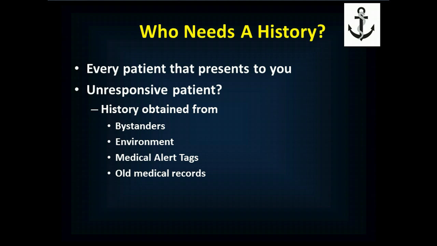Even in an unresponsive patient, you can get a history from the bystanders, by looking at the environment, by looking at medical alert tags, or if this is a patient who's known to you, by old medical records. You can go through and evaluate all these resources to get quite a bit of information. For example, if you have a crew member who's a diabetic who often has low blood sugars, you may know that as the medical PIC or the medical care provider, and you would be able to suspect that that's what's going on if you found them unresponsive.